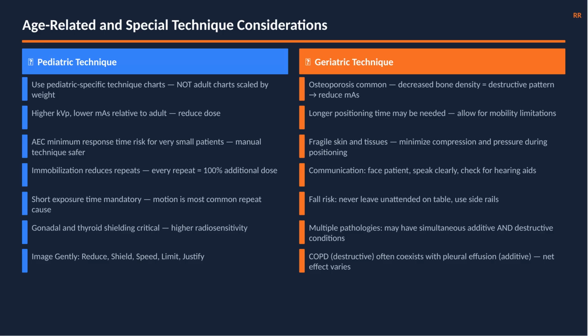The critical note. Elderly patients often have simultaneous additive and destructive pathologies. Chronic obstructive pulmonary disease, a destructive condition, often coexists with pleural effusion, an additive condition. The net technique effect depends on which pathology dominates the anatomy being imaged.